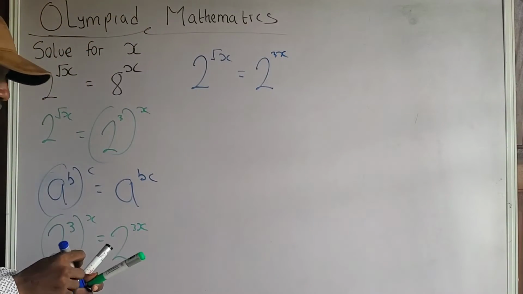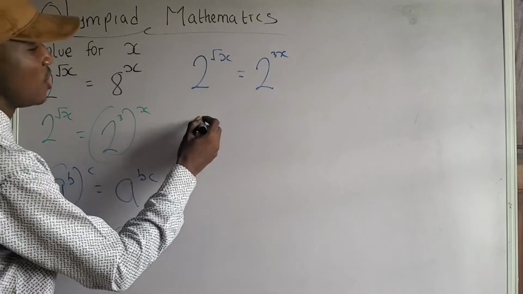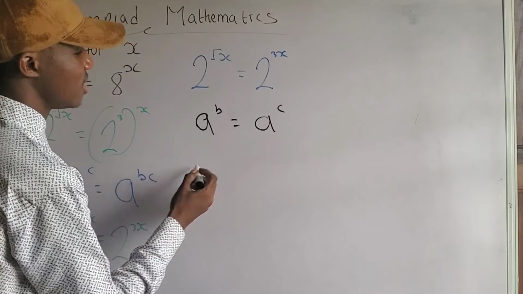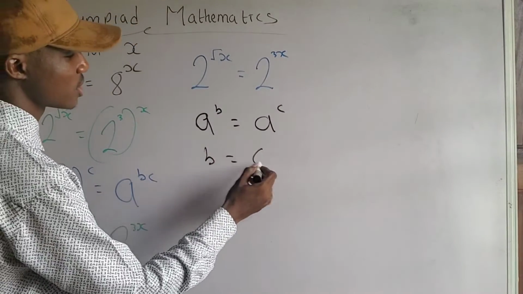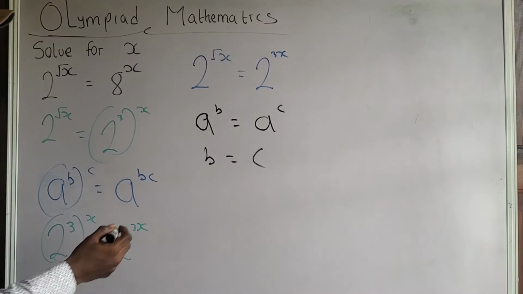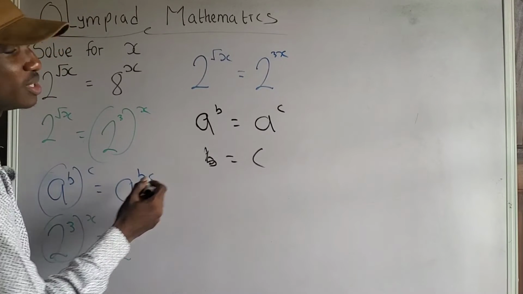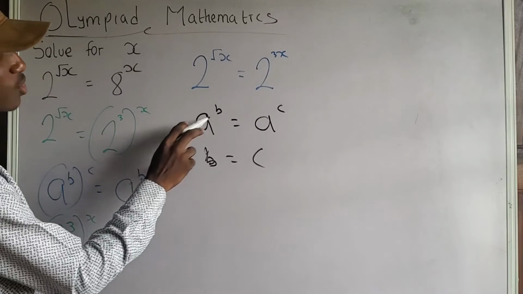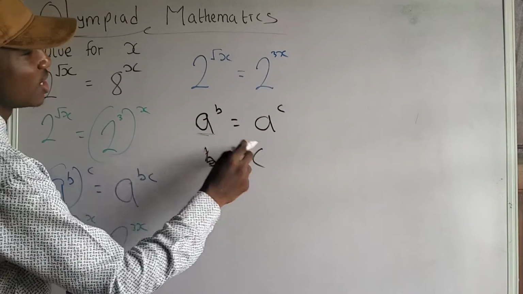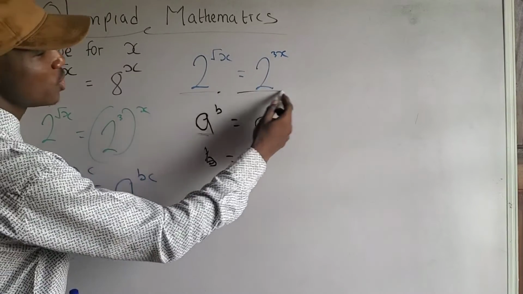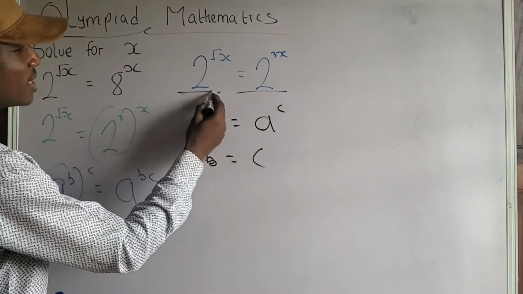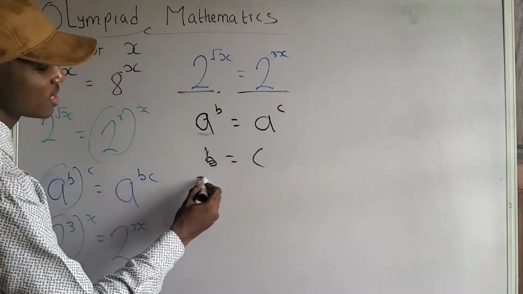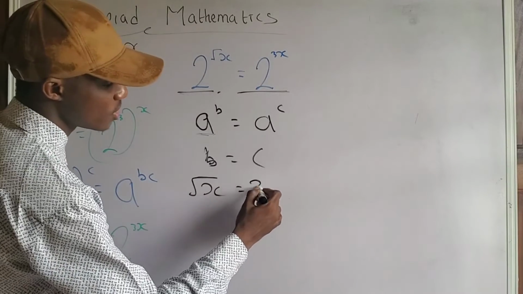And there is a law of indices that says if you have the same base, a raised to the power b equals a raised to the power c, that means that b is equal to c. Do you understand? That means that if you have the same base, their powers are the same. We can equate the power if you have the same base. So because 2 is the base here, and 2 is the base as well on the right hand side, I can equate root x equals 3x.